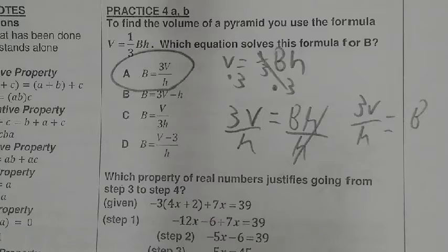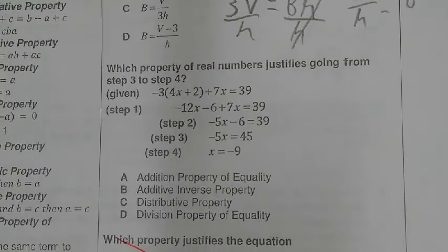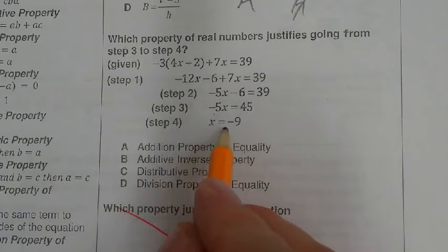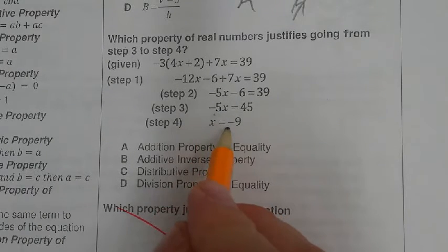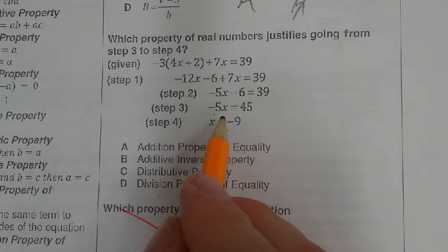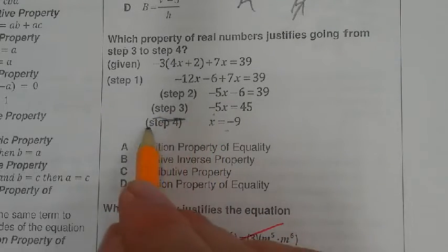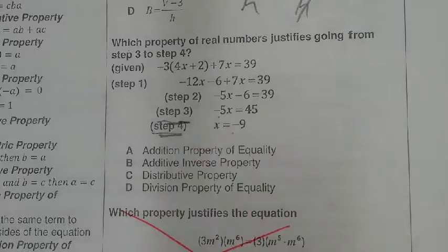All right, so number 2, the next one. Which property of real numbers justifies going from step 3 to step 4? What did they do from step 3 to step 4? They divided. So what's the right answer?